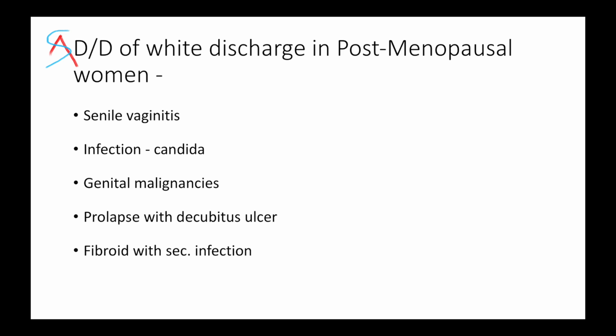So in postmenopausal women, these are the differential diagnoses: senile vaginitis and genital malignancies are very common, and prolapse with decubitus ulcer can also result in white discharge.